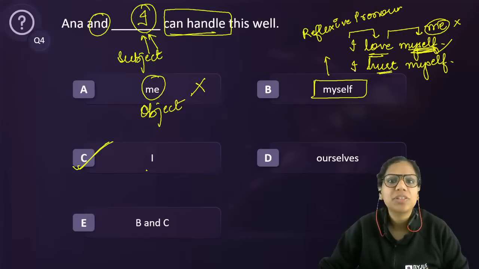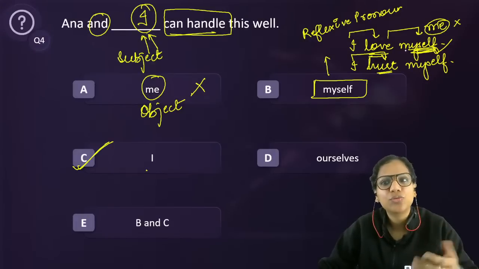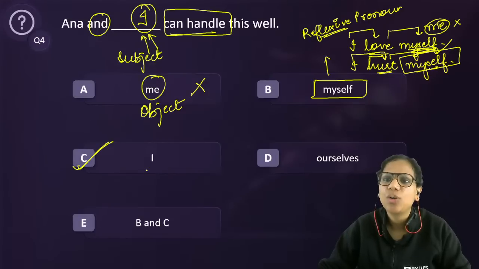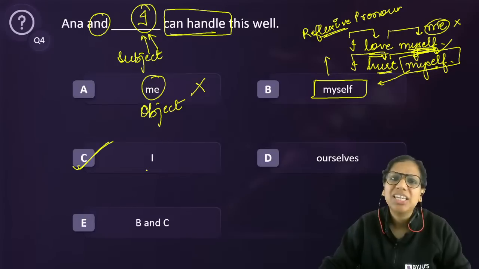Now let's say I was chopping some vegetables. So I was the one who hurt. I was the doer of this hurt and I was the receiver of this hurt as well. So the same person is the subject and the same person is the object. Then in the objective case, you use myself. Here, that's not the case at all, right? So we'll not use myself here.